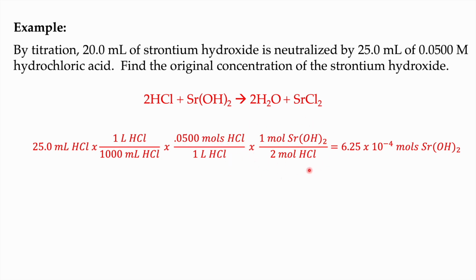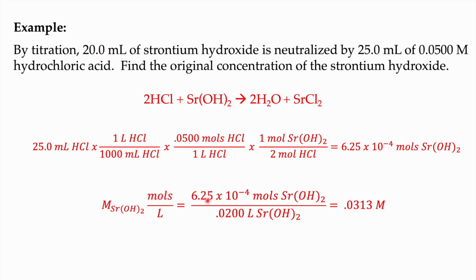Then I'll multiply by our mole ratio, which is 1 mole of strontium hydroxide to 2 moles of HCl, and that gives me 6.25 times 10 to the negative 4th moles of strontium hydroxide. Now that I know how many moles of the base are present, I can just divide by liters of the base that was added to determine the molarity. So my 6.25 times 10 to the negative 4th moles divided by 0.02 liters, because I just converted milliliters to liters, and we get a concentration for the base of 0.0313 molar.